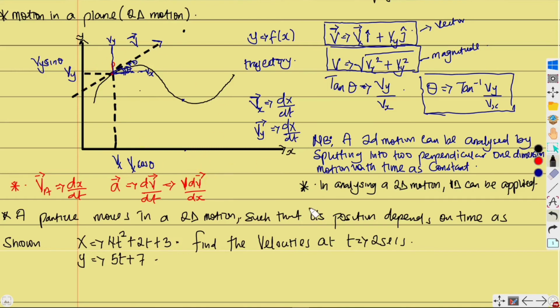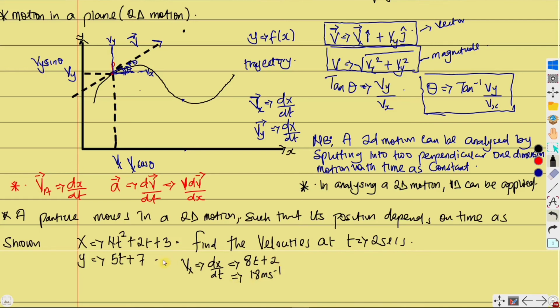Solving this directly, the velocity of the particle, which we call Vx, will be equal to dx by dt, which we have learned from differentiation. This is 4 twos are 8t plus 2, and we substitute t equals 2. When you do that, 8 twos are 16, plus 2 gives us 18 meters per second. That is the velocity in the x direction.